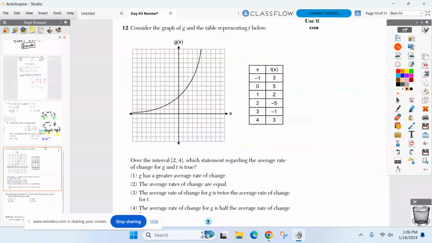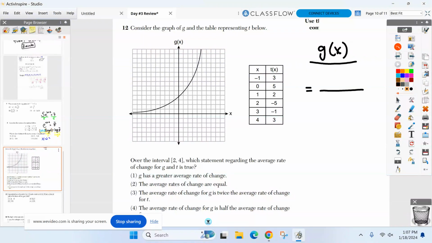You can't really do this on your calculator anyway, so we're going to have to do this by hand either way. So as I go from 2 to 4 on each one, we got to compare their rate of changes. Okay, so as I go from 2 to 4 on each graph, let's look at their rate of changes. All right, I'm going to go g of x first on the graph, the one that's provided, and I'm going to find the rate of change.